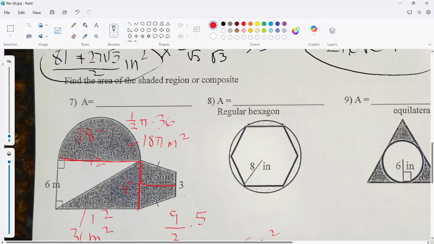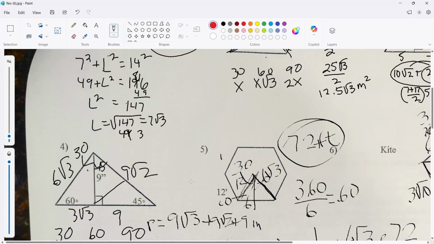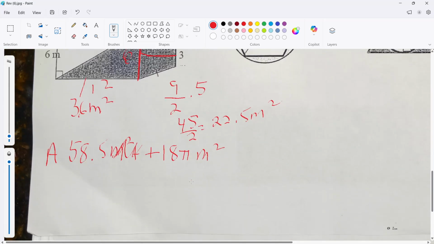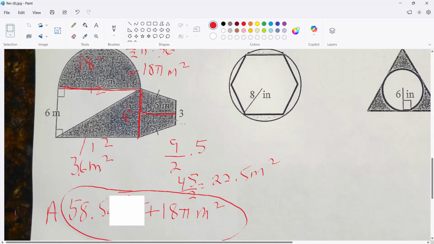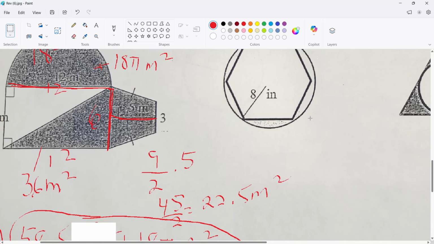Now what do they want? They want find perimeter, circumference, and area. This says just find area of shaded region. So that's all I need. 58.5 plus, let me get rid of that thing because that was a mistake to put the units there. 58.5 plus 18 pi meters squared. All right, let me look at the next one.